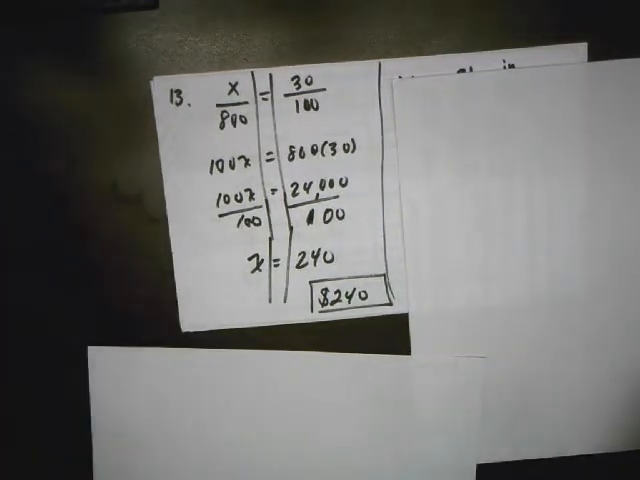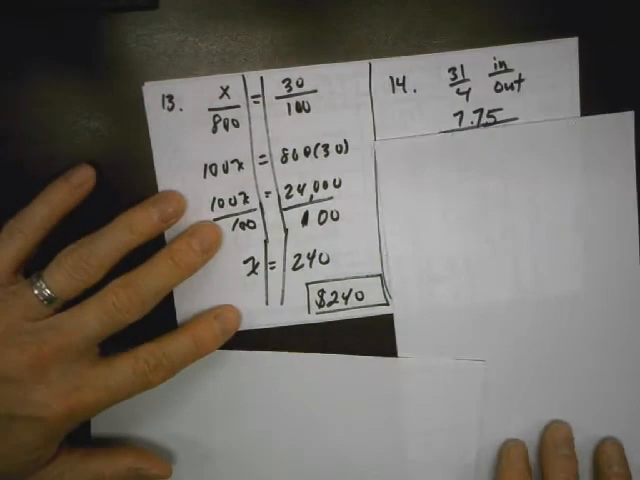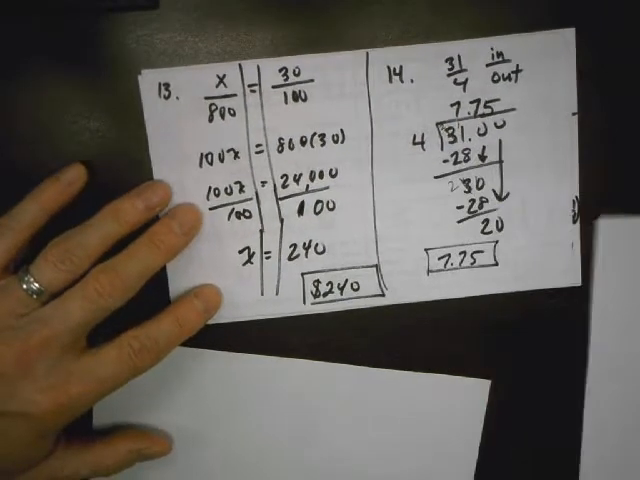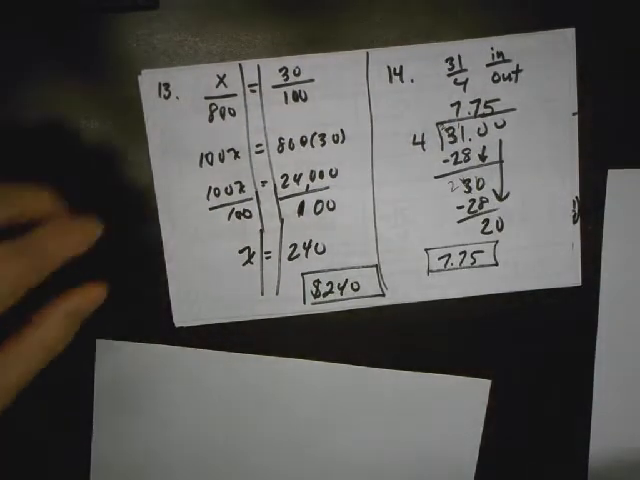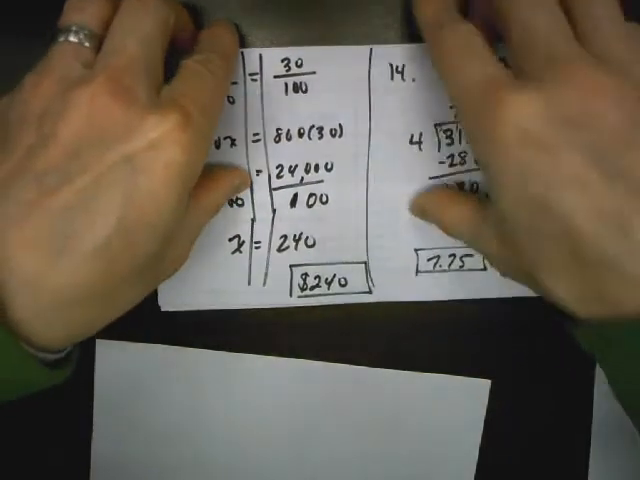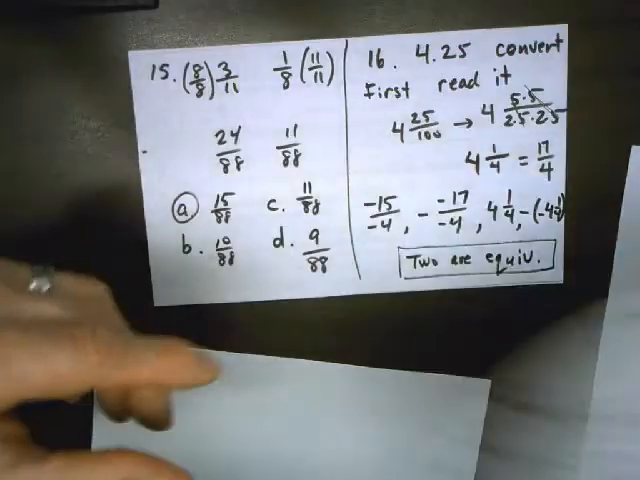14. Write the fraction as a decimal, so we go in and out. Check the division. Make sure you get 7 and 75 hundredths like I did here. Pause the video. Number 15.